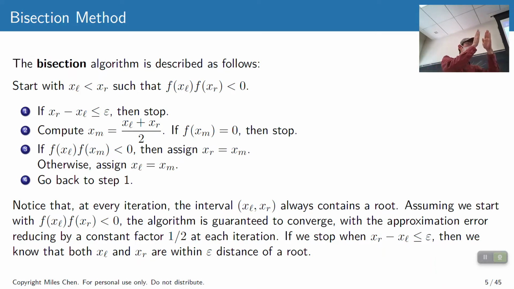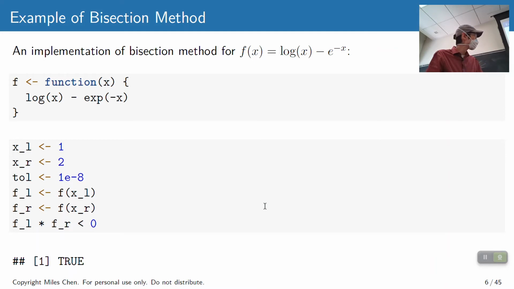And at each step, your interval gets halved. At each step, your interval shrinks by a factor of 2. So the key here is that x on the left and x on the right always have a root somewhere in there because they have opposite signs. And this is guaranteed to converge as long as the function is continuous and you started off with opposite signs. Okay, so here is an example.